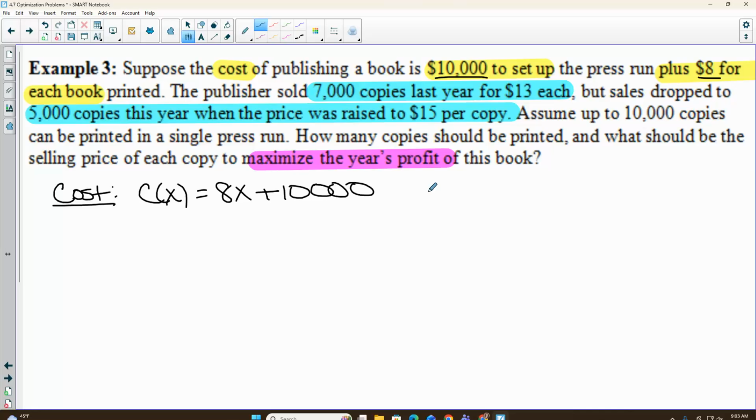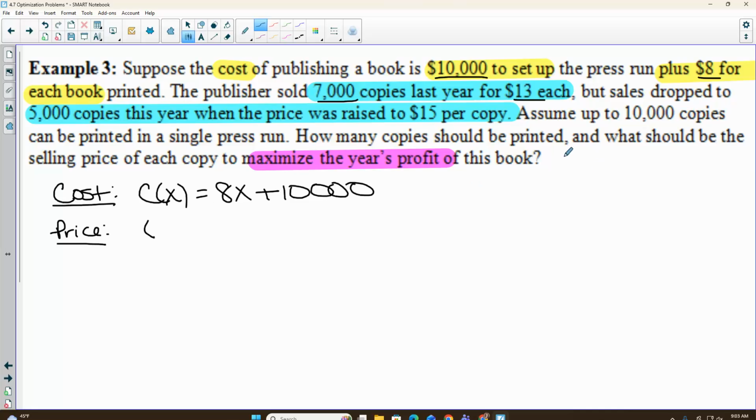Right, we have to have price times the quantity. So we need to first get a price equation, don't we? So let's talk about that. 7,000 copies for $13 each. 5,000 copies for $15 each. What would I do with this information? Use them like points and find the slope. Thank you.